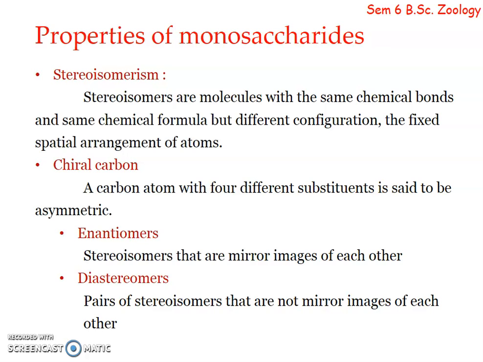What about diastereomers? Diastereomers are pairs of stereoisomers that are not mirror images of each other. And this happens mainly when there is more than one asymmetric carbon or more than one chiral carbon in the molecule.